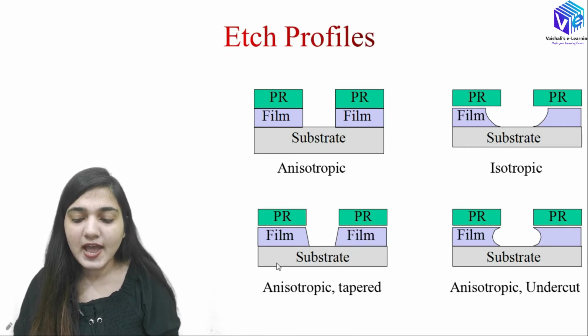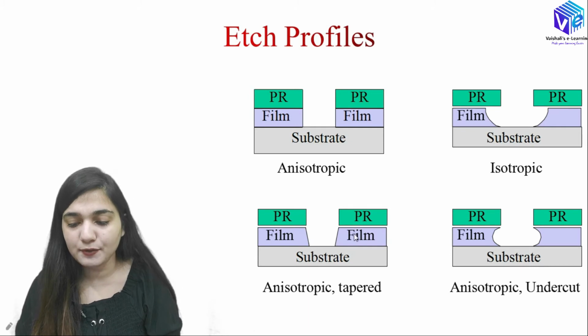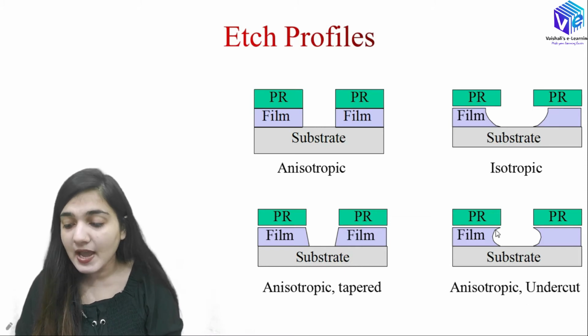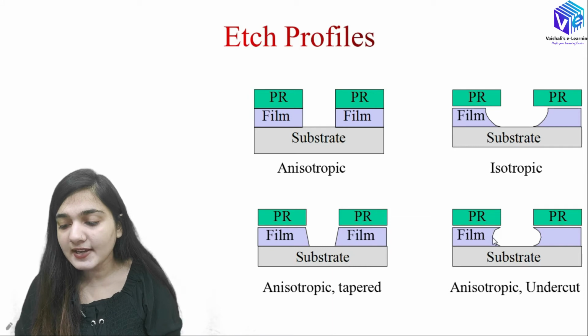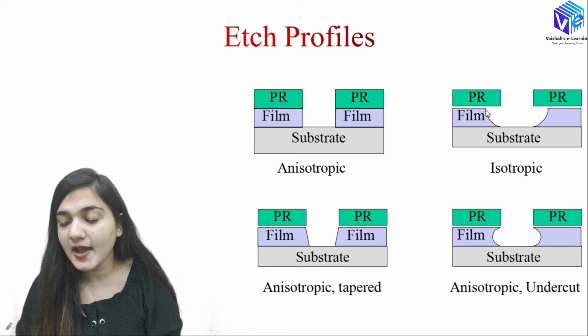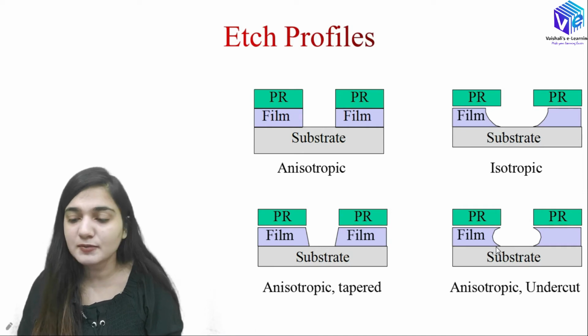So now coming to the anisotropic and tapered kind of etch profile. You can see here this etching is tapered. So this is an anisotropic tapered kind of etch profile. Then we have an anisotropic but undercut profile. Here we have more etching in the center of the film. You can see in the isotropic case at the uppermost part we had more etching, but here at the center we have more etching. So this is also harmful for our next processes.